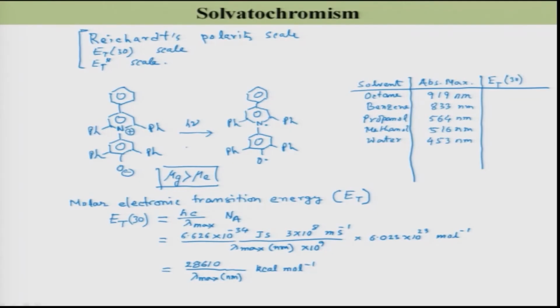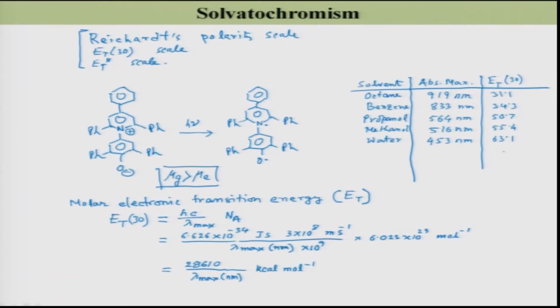So, if I now convert, I will get the different values of ET30 from this equation. For this one, it is going to be 31.1, and this one is 34.3, this is 50.7, this is 55.4 and this is 63.1. It means that this particular solvent octane has a corresponding value of 31.1 for this particular dye. This is the molar transition energy, the ET30 value. However, as you can see here, these values start from 31 for a very non-polar solvent, and for the most polar solvent this value is 63.1.